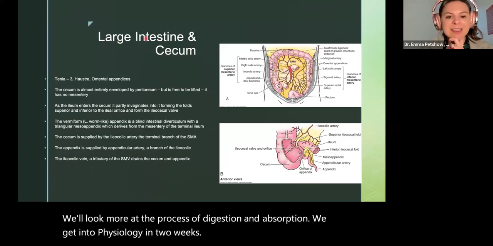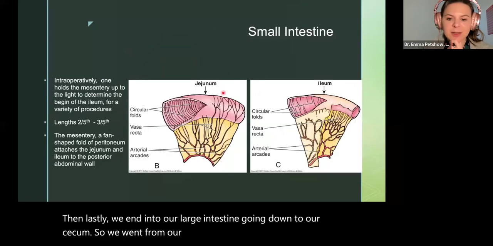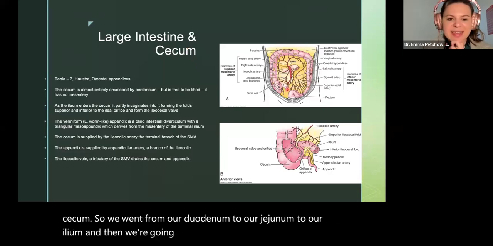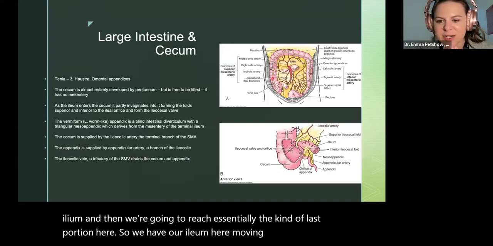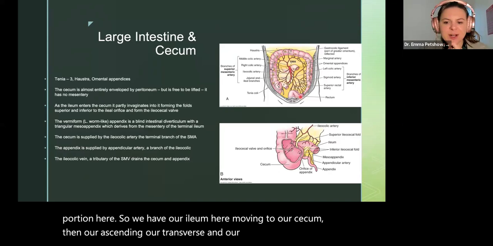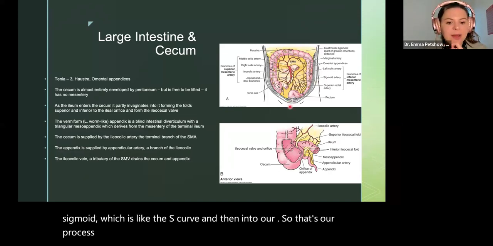Then lastly, we end in our large intestine, going down to our cecum. So we went from our duodenum to our jejunum to our ileum, and then we're going to reach the last portion here. So we have our ileum, moving to our cecum, then our ascending, our transverse, and our descending, our sigmoid, which is like the S curve, and then into our rectum. So that's our order here.